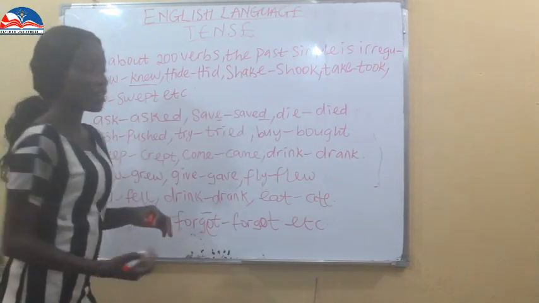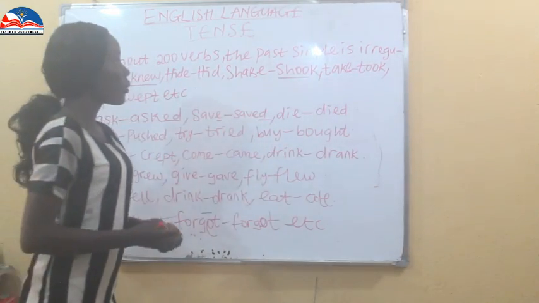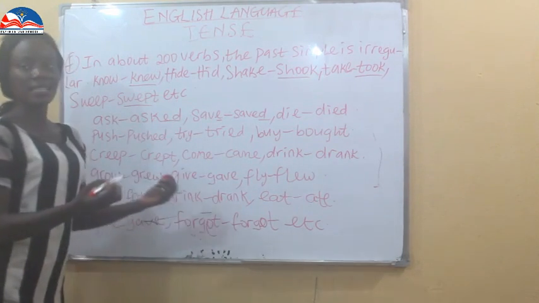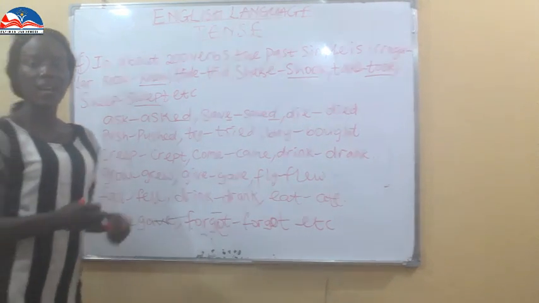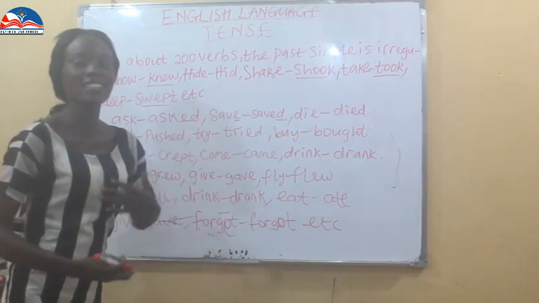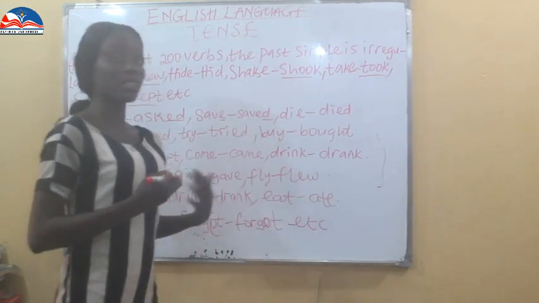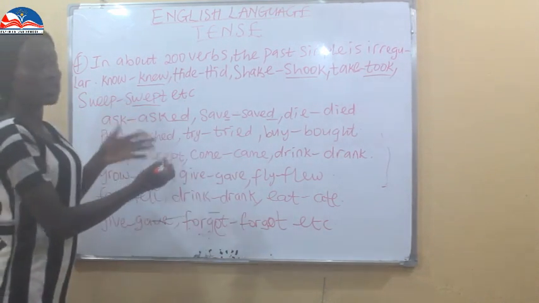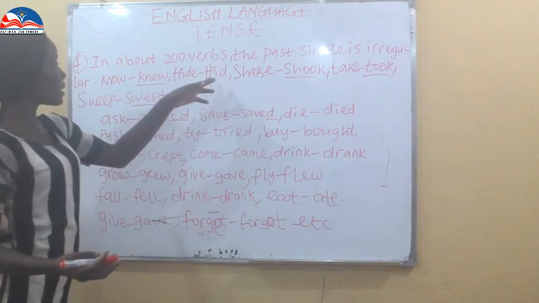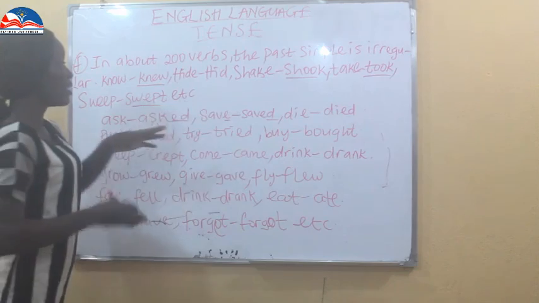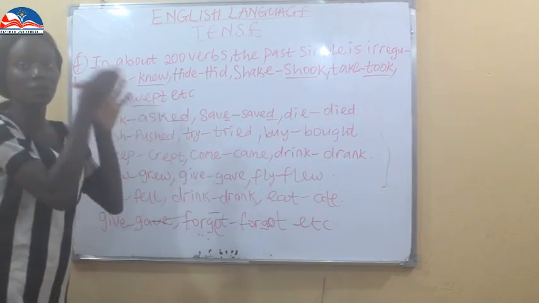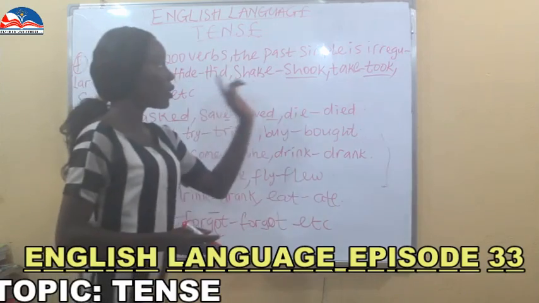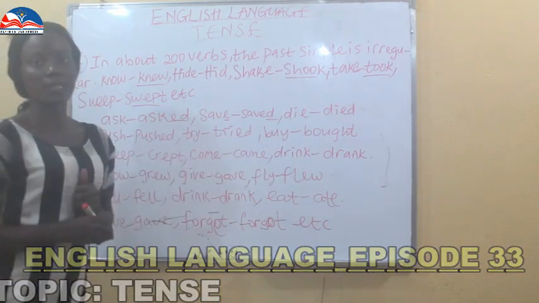Now we have shake. It changes to shook. Take changes to took. Sweep, swept. Teach, taught. Fight, fought. It is irregular. It is not in the same sequence like some others we have, like asked, which is just the addition of ed. But when we're talking about these irregular changes in past simple, it means there is a change in the word used. Know, knew, shake, shook, take, took, sweep, and swept.